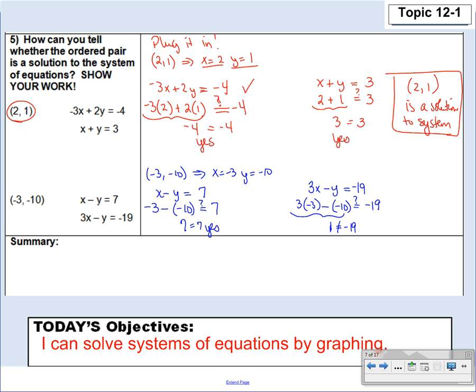So that tells us that the point negative 3, negative 10 is not on the line 3x minus y equals negative 19. So since it is on the first one but not on the second one, it is not a solution, because to be a solution, it must be a part of both lines.